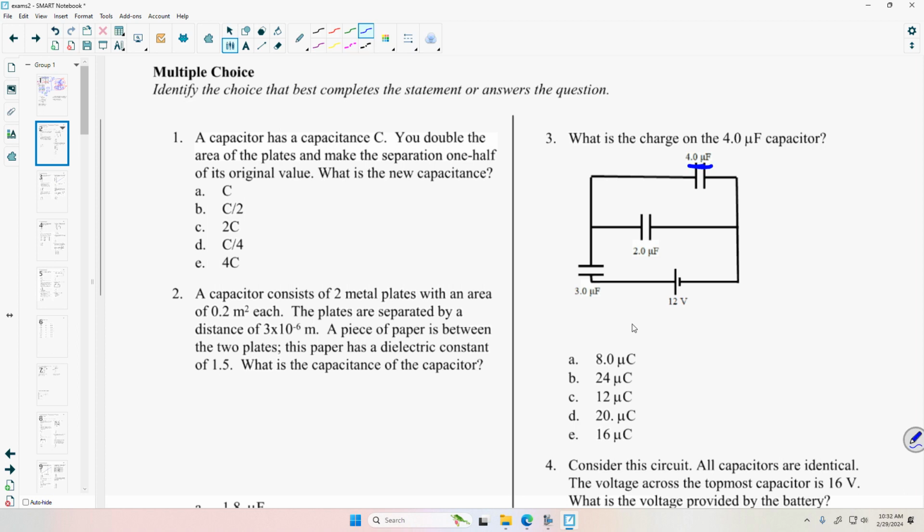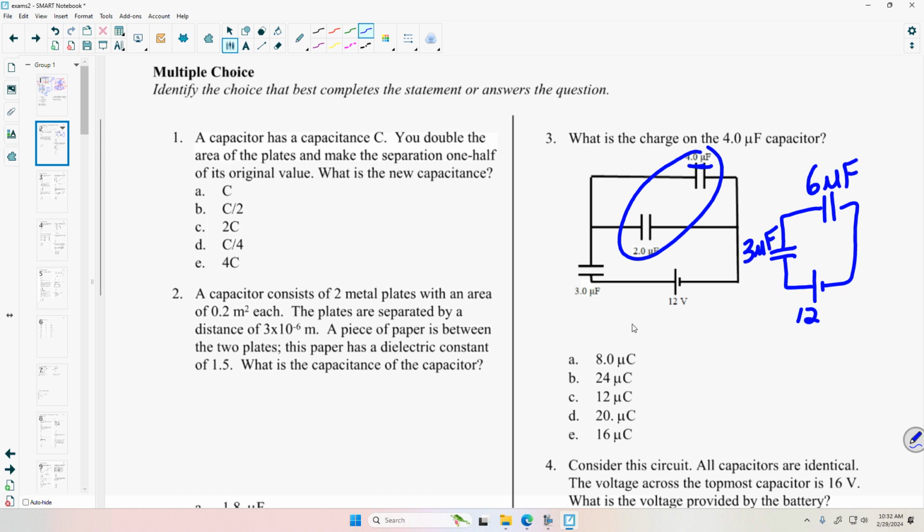The first thing that you want to do is to find the equivalent of the smallest part that's either series or parallel. So that would be these two. I like to redraw the circuit. So I have a 3 microfarad. That one, when they're in parallel, you just add them up. So that's 6 microfarads, 3 microfarads, and then I have 12 volts.